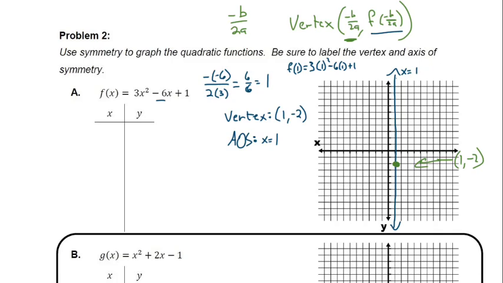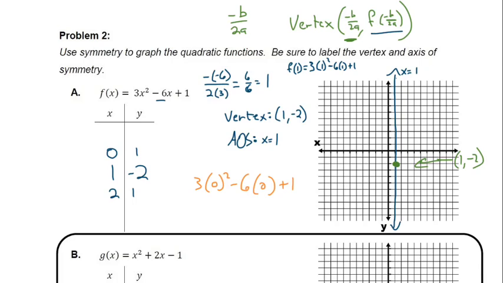Okay? And then again it says use symmetry. So (1, negative 2). Let's pick 0. I love multiplying by 0. Because when I do 3 times 0 squared minus 6 times 0 plus 1, well, 0 minus 0 is 0, plus 1 is 1. So that's 1 to the left. So 1 to the right is also 1.